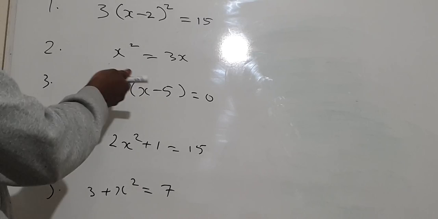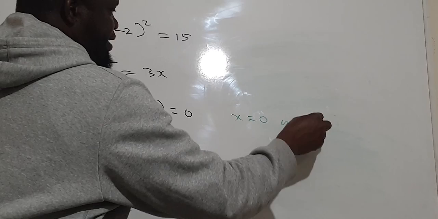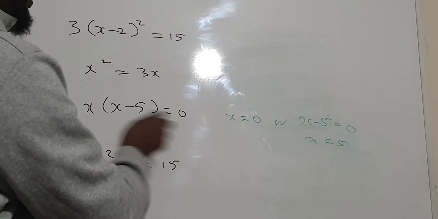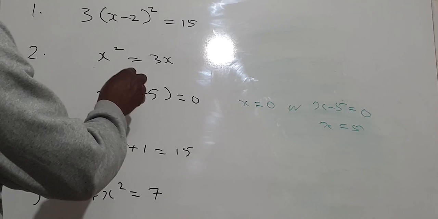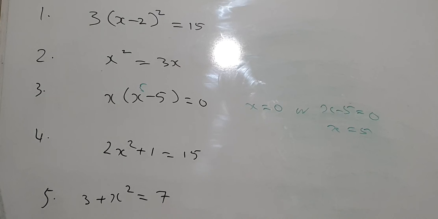This is already done for you, quadratic form. Either x is equal to 0 or x minus 5 is equal to 0. Here x is equal to 5, isn't it? Any of you put there, you get 0, isn't it? If you put 0 here, 0 times all this is 0. If you put 5 here, 5 minus 5 is 0, 0 times x, 0. Am I not right? What about this one?